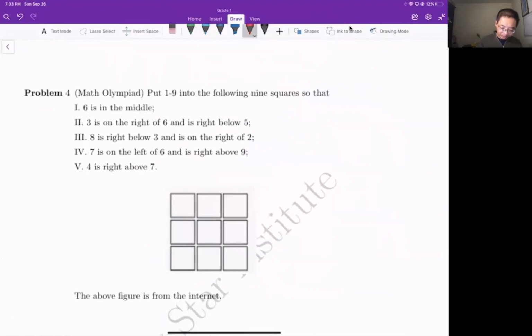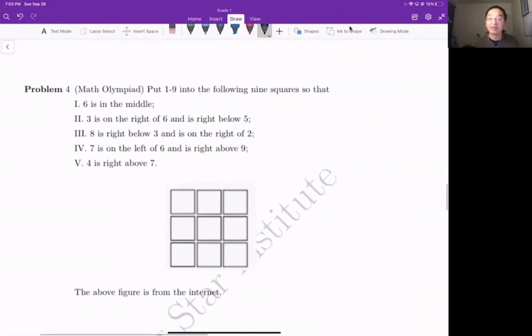Question number 3. All right, so here we have to put the numbers 1 to 9 into here. This is a puzzle. Here we have 5 rules. Let's do them one by one. So 6 is in the middle. 3 is on the right of 6, so 3 is right here. And 3 is right below 5, so 5 is right above it.